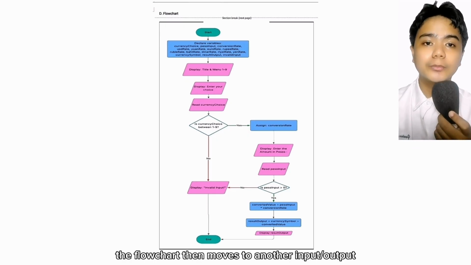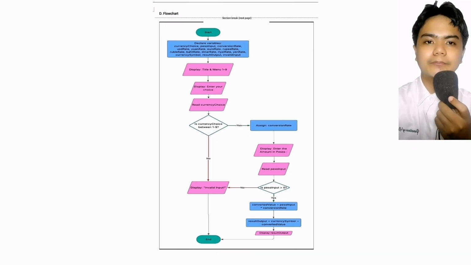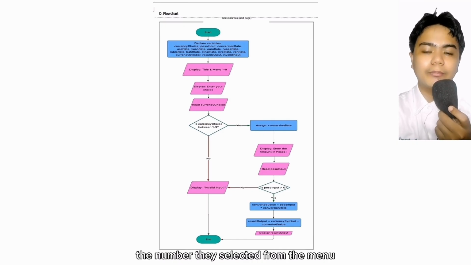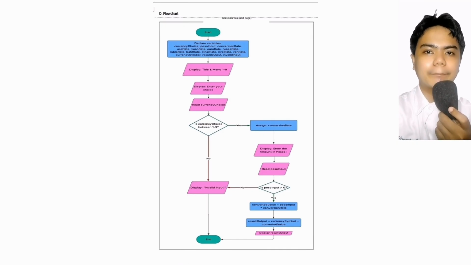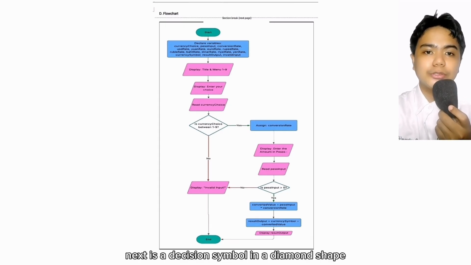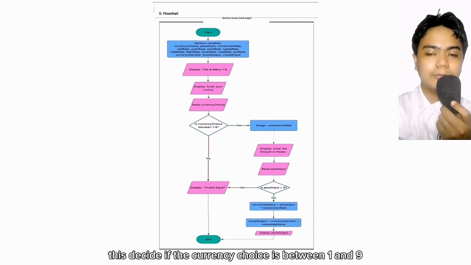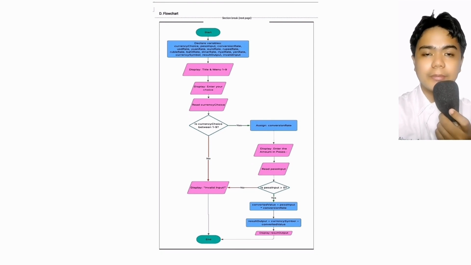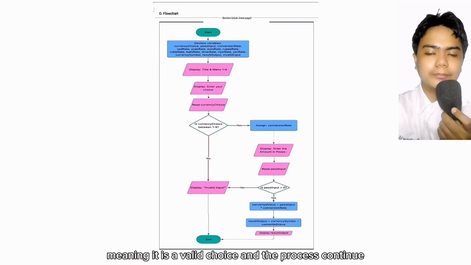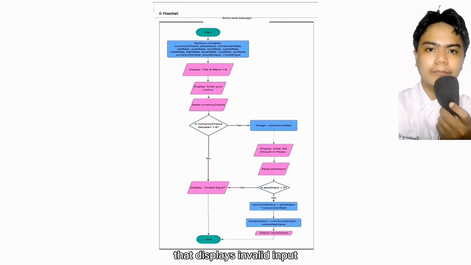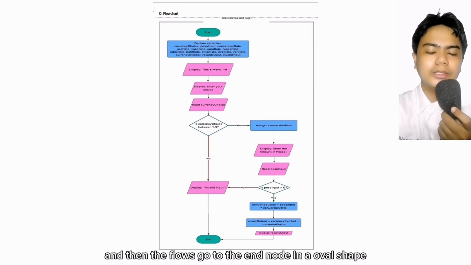The flowchart then moves to another input-output. This reads the user input, the number they selected from the menu. Next is a decision symbol in a diamond shape. This decides if the currency choice is between 1 and 9, meaning it is a valid choice, and the process continues. If the choice is not valid, the process moves to an input-output that displays invalid input. And then the flow goes to the end node in an oval shape.